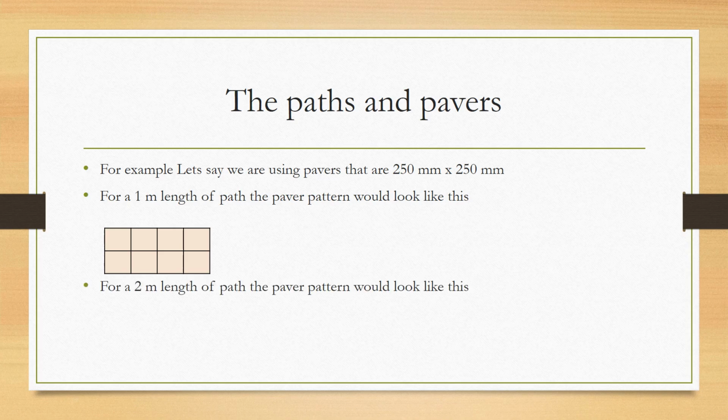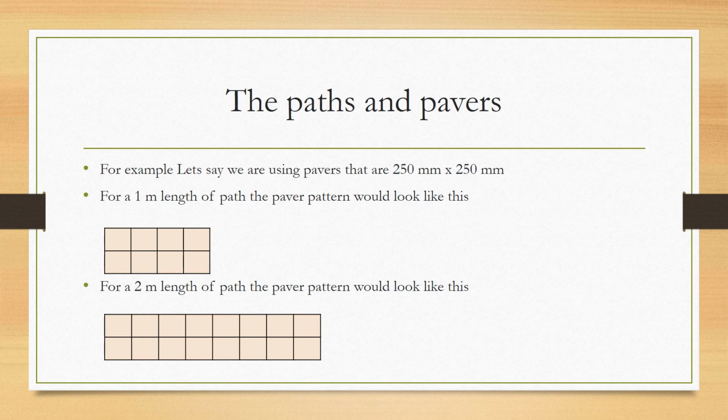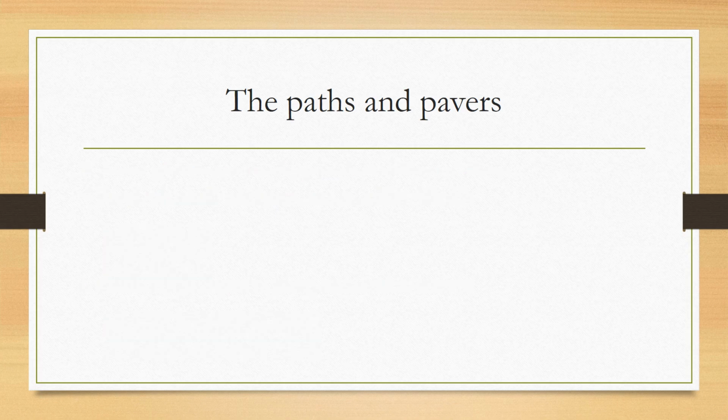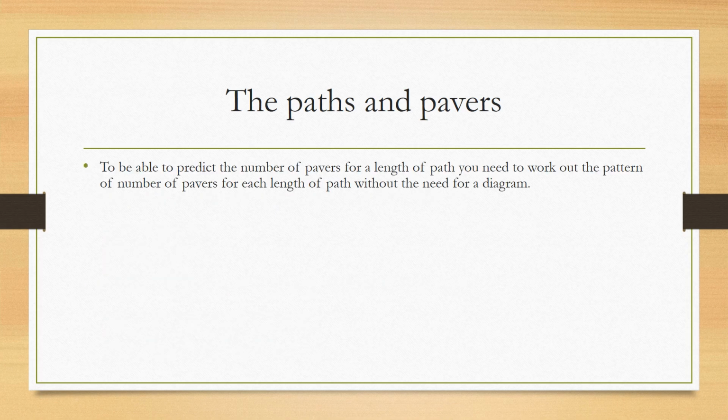For a 2 meter length of path, the pattern would look like this. We've got our 8 pavers to make up the 2 meters, and we've got our 2 rows of pavers to make up the pathway. So for a 2 meter length of path, there would be 16 pavers. Now, we need to be able to predict the number of pavers for a length of path, and you should be able to work out the pattern of pavers without having to do a diagram for every single path that Pete is going to construct.